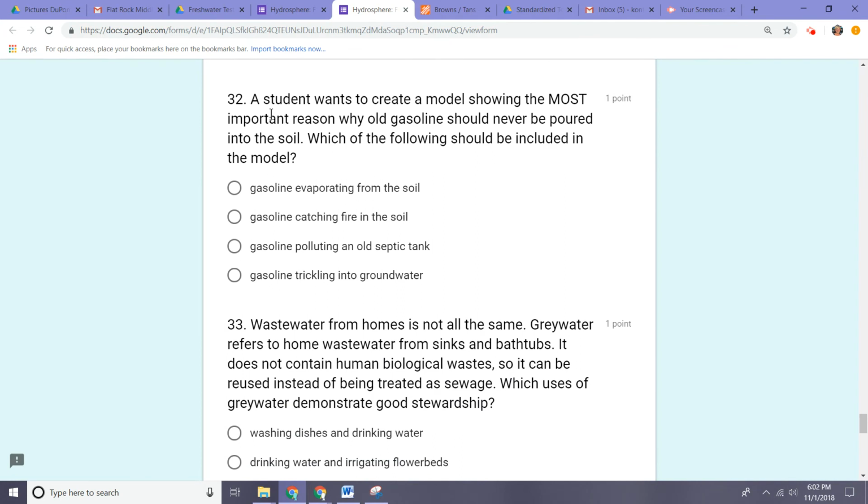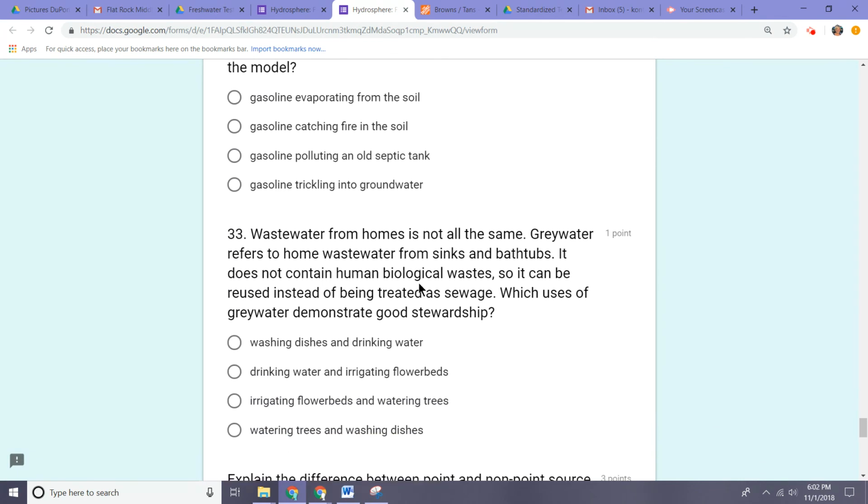Number 32. A student wants to create a model showing the most important reason why old gasoline should never be poured into the soil. Which of the following should be included in the model? Gasoline evaporating from the soil, gasoline catching fire in the soil, gasoline polluting an old septic tank, gasoline trickling into groundwater.